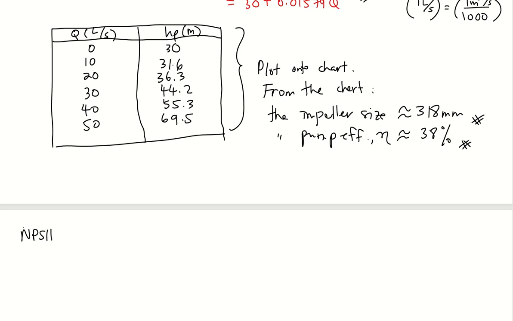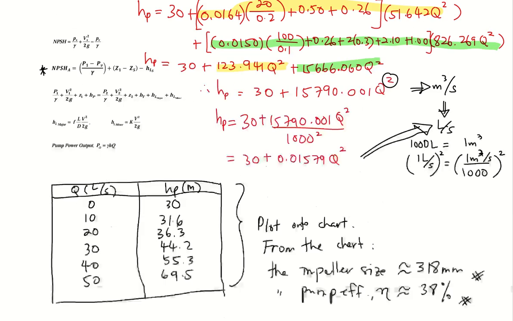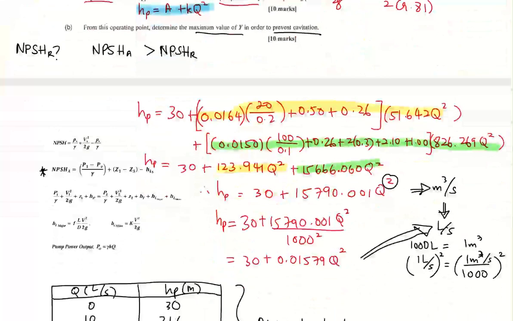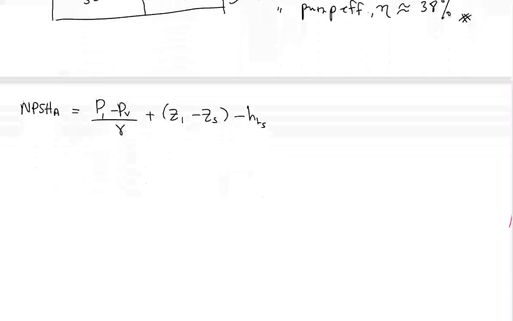NPSH actual from your system is P1 minus PV divided by gamma plus Z1 minus ZS minus HLS, the losses in the suction pipe only. That's why I asked you to calculate the components separately for suction and discharge pipe. So P1 is given, 101.3, while PV is 2, in kilo. So gamma also in kilo, so no need to convert.